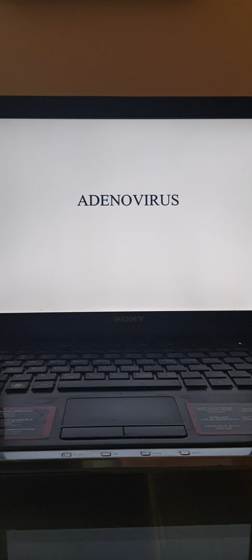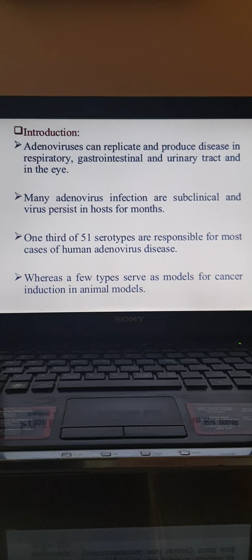Okay, today's topic is adenovirus. Now, adenovirus, from the name, you can understand that the name came from the fact that it was isolated from the adenoid tissues of humans, and they have a property that they can replicate and produce disease in the respiratory tract, gastrointestinal tract, urinary tract, and in the eye.